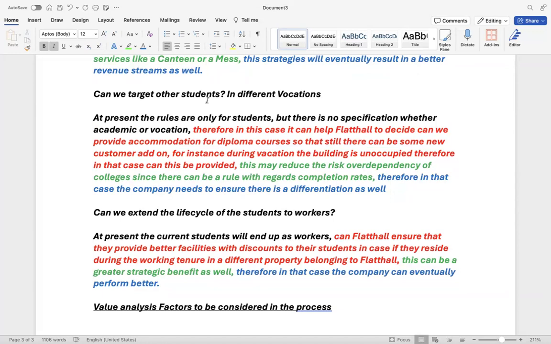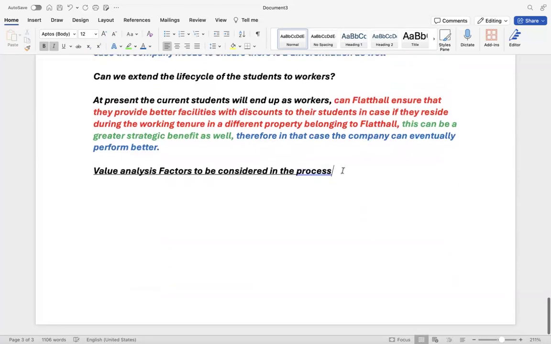Especially, I always tell the students, if you go only with the theory, the biggest challenge is your business application will be very poor. So value analysis factors to be considered in the process.